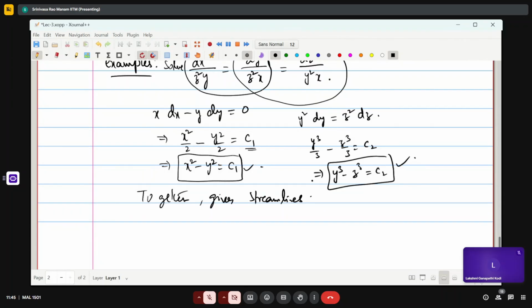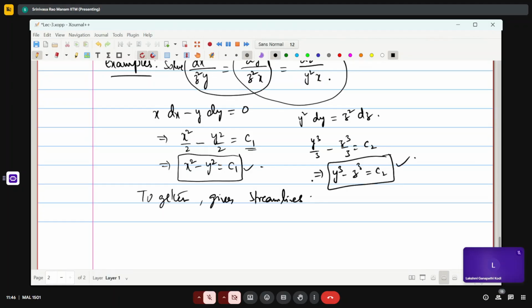So together these two equations give you, for certain c1, c2 values, the solution. Obviously they are different, so they are not parallel. X square minus y square looks like some hyperbola, and y cube minus z cube is some nonlinear curve. Okay, don't worry, that is your method of grouping. Sometimes the method of grouping may not work.